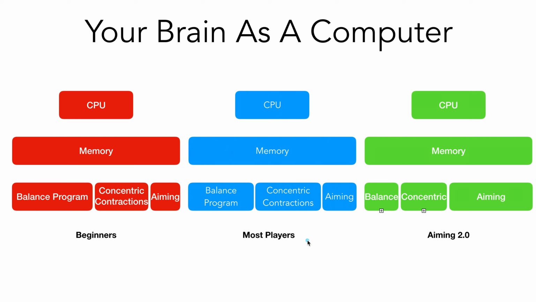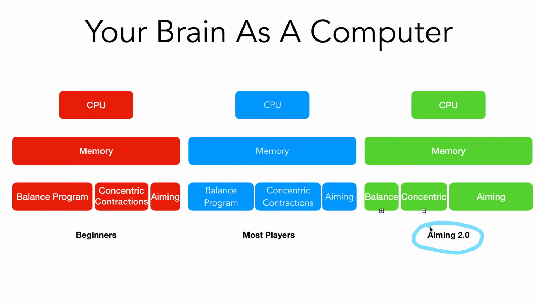But where does aiming 2.0 get us to? When we get to aiming 2.0, we improve our balance through the downhill skating system and through a couple of drills I'm going to show you today. And we stop trying to concentrically contract, and instead we use the bounce of our muscles. We become the bow, and we don't need to use as much concentric contraction. And because we have better balance through some of the drills I'm going to show you today and through some of the concepts, and because we also don't need as much concentric contraction, we've got more memory left over for aiming. And this is aiming 2.0.